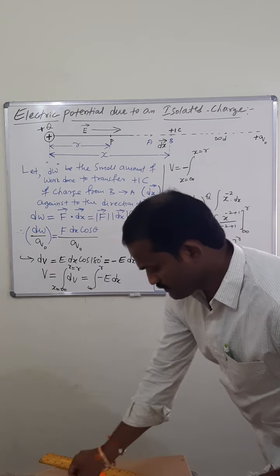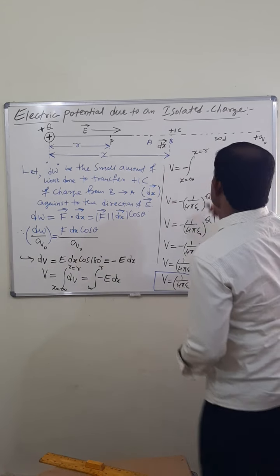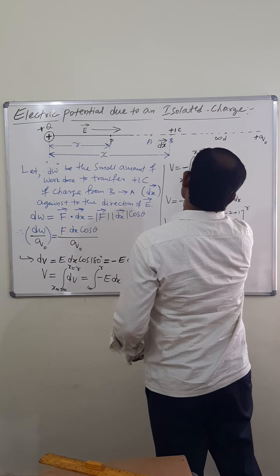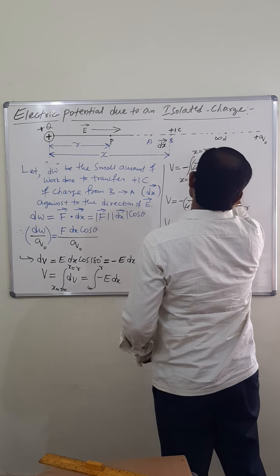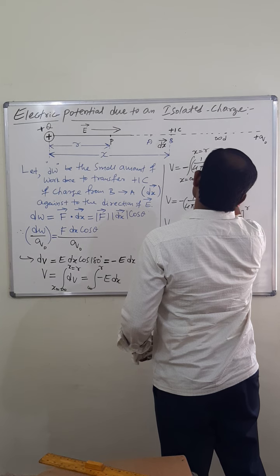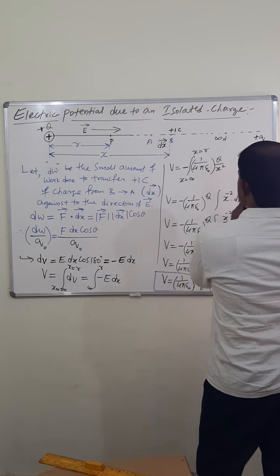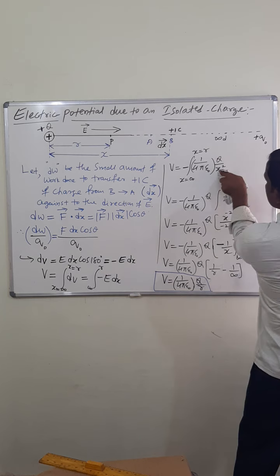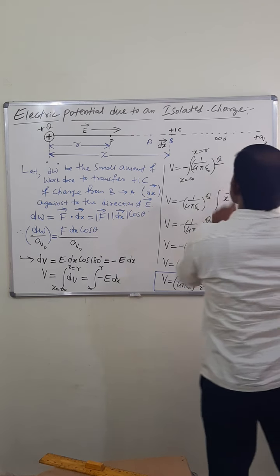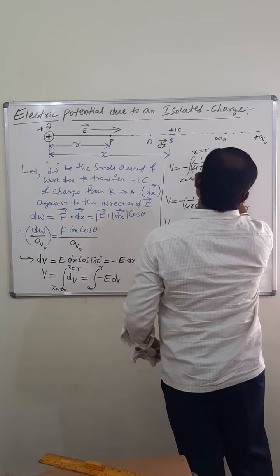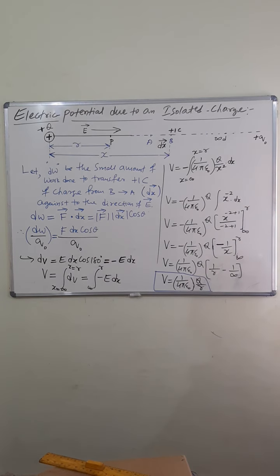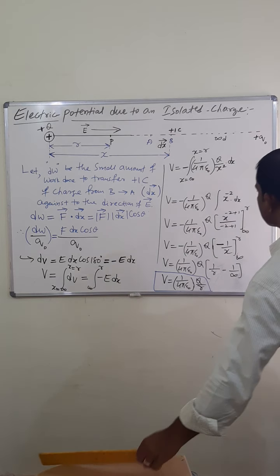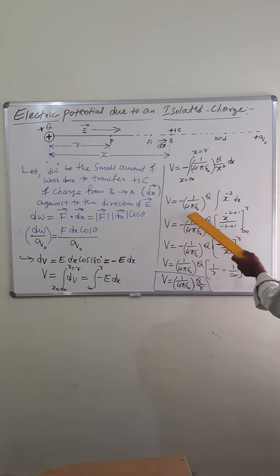Therefore, can I write here? 1 by 4 pi epsilon naught into q by x square into dx. Now the rest of the things are integration. Therefore, now you take minus 1 by 4 pi epsilon naught q outside the integral.